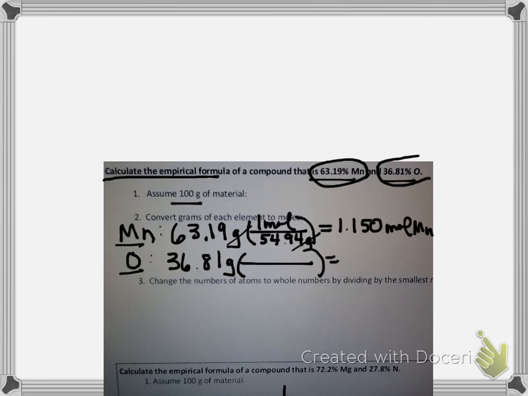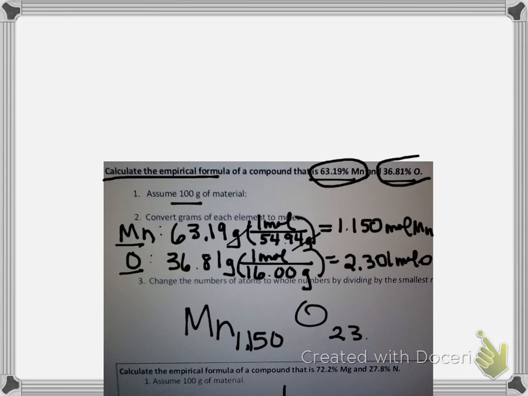Alright, let's do oxygen. This is the moles. It's not the whole number ratio yet. Now I've got my oxygen. I've got 36.81 grams of oxygen. I want to convert grams to moles. On the periodic table, I see that there's 16 grams of oxygen for every 1 mole of oxygen. So 36.81 divided by 16, I calculate that if I had 100 grams, I would have 2.301 moles of oxygen. Now I've got moles of manganese and moles of oxygen. That's considered my mole ratio. You're never going to write a formula at this step. You would never write 1.150 manganese, 2.301 moles of oxygen. That won't happen because you need the simplest whole number ratio.